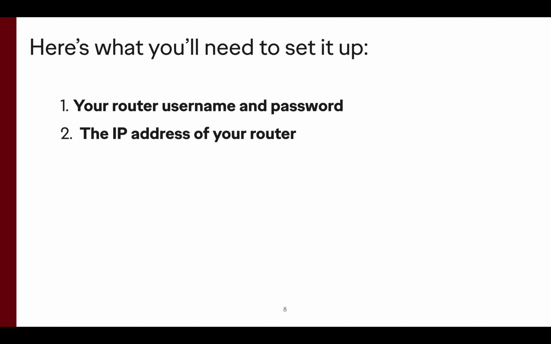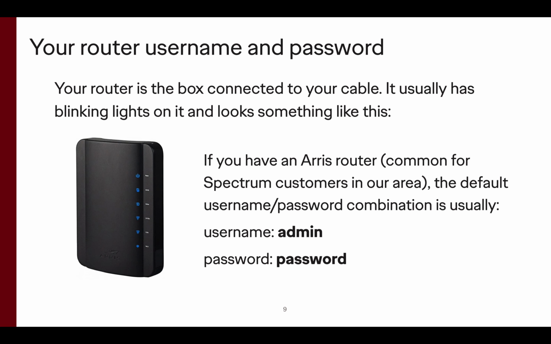So you'll need a couple of things to set up your OpenDNS on your home network. First of all, you need your router username and password. And secondly, you need the IP address of your router, and I'll show you how to get those things. So first of all, what is a router? The router is generally like either a black or white box that's connected to your cable connection in your house. Looks something like this.